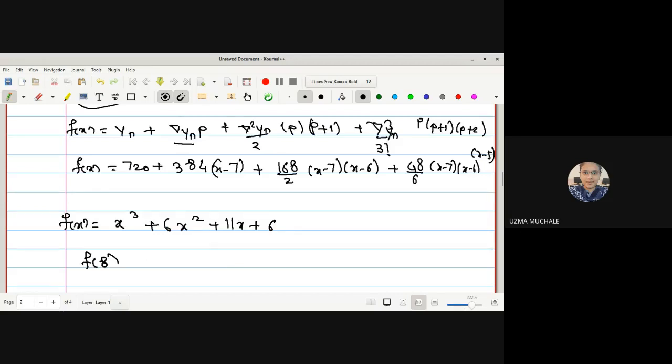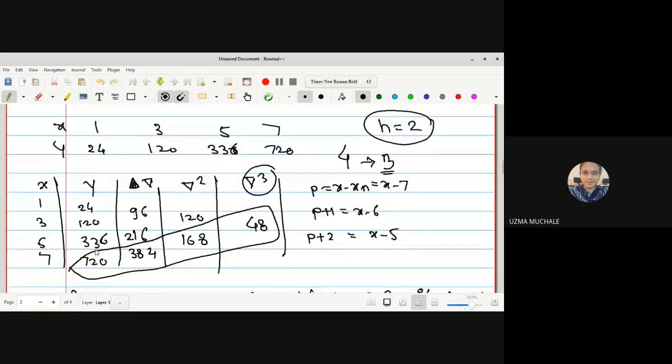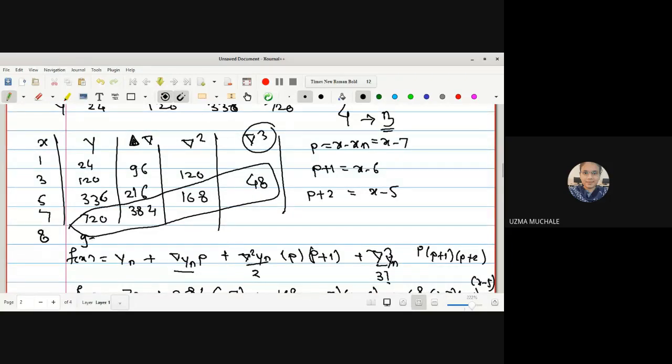Now what is our question? To find out f of 8. Simply put x is equal to 8 and we will get the answer for f of 8, which is 902, I think. So for x equal to 8, the corresponding value of y is 902, and we can cross check from here. After 720, corresponding to 8, it will be 902. It is correct because the values are increasing: 24, 120, 336 and so on. So this is the correct answer, right?